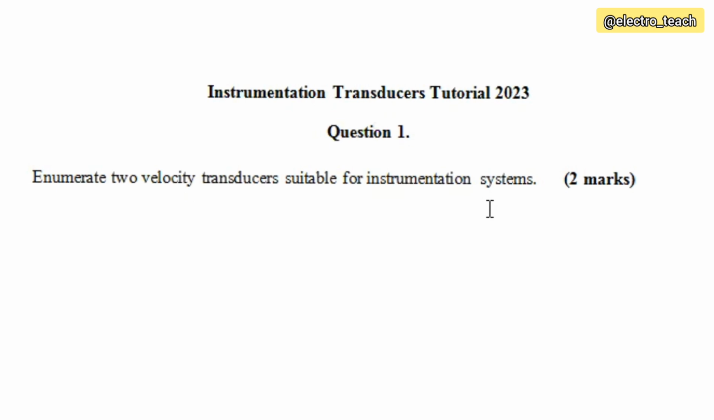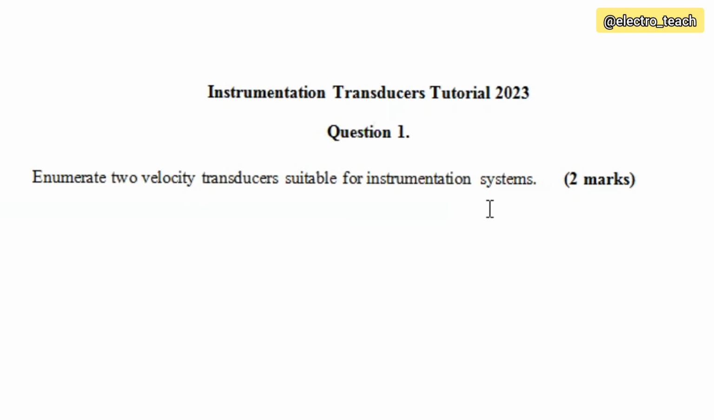Here we are talking about analog transducers that are applicable for converting velocity into other forms of energy, such as electrical energy. We can mention at least two. For instance, we can talk about the tachometer. The tachometer is a velocity transducer. Also, we can talk about another device such as the optical encoder. It can also convert velocity into an electrical signal. So that is about question one.